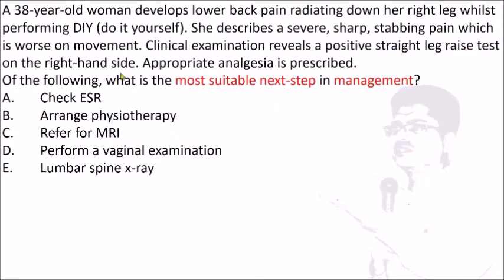Again, I would like to highlight here, suppose this patient is having back pain, sharp stabbing pain, worse on movement, and the straight leg raising test is positive. Appropriate analgesia is given, but the patient is not improving. So the question is, what will be the most suitable next step in the management?